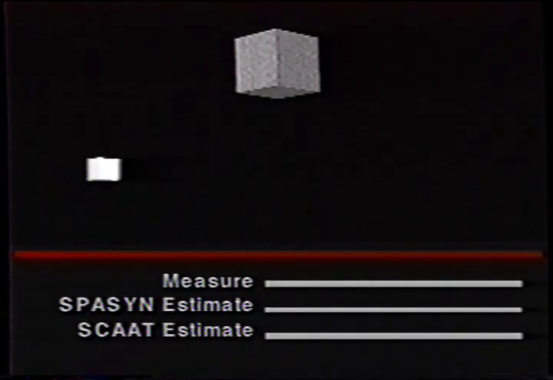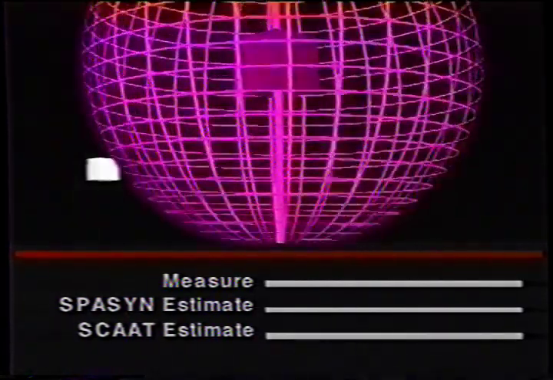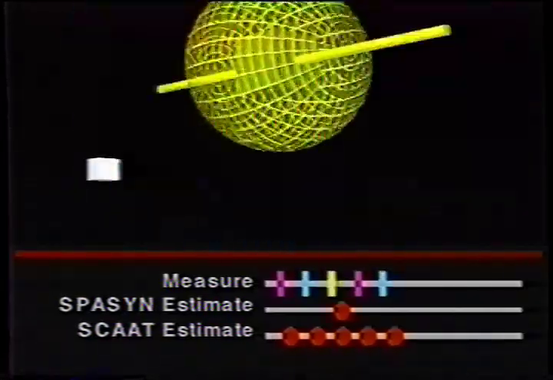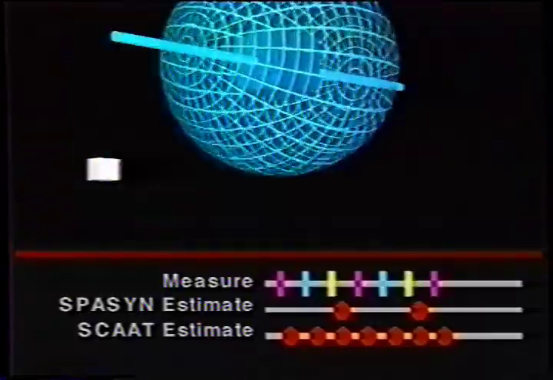A magnetic tracker using the SCAT method would produce a new estimate with each measurement, resulting in 3 times the estimate rate and 1/3 the latency of a SPASYN implementation. Notice that each measurement is incorporated immediately as it occurs.